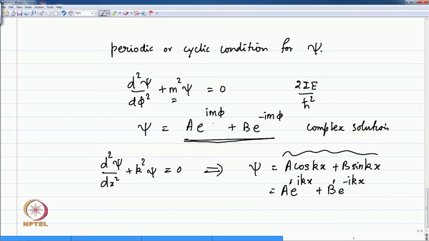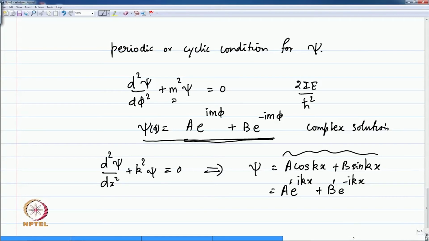Here in the circular motion, the psi of phi, if we use this as a general solution, that the exponential Im phi and the exponential minus Im phi, it is more convenient to describe the angular momentum of the particle. Therefore, this is the solution that we employ, and then we try and see what this means.